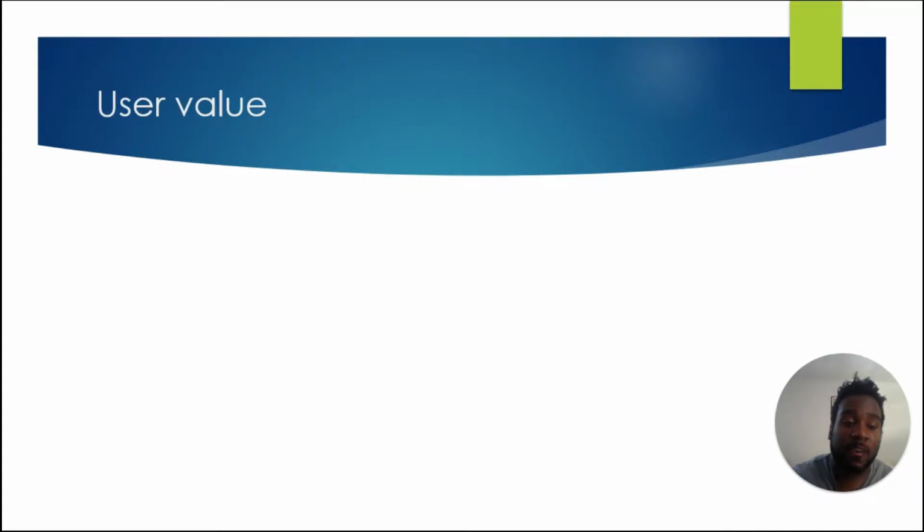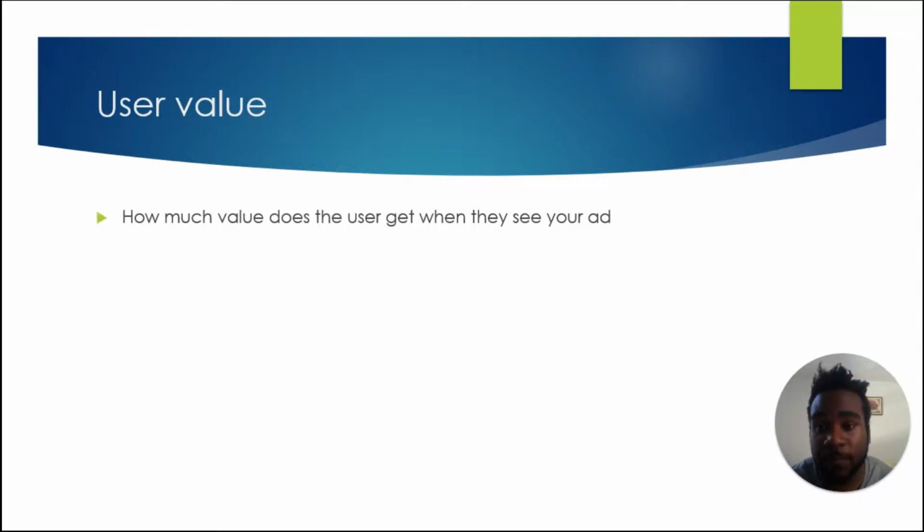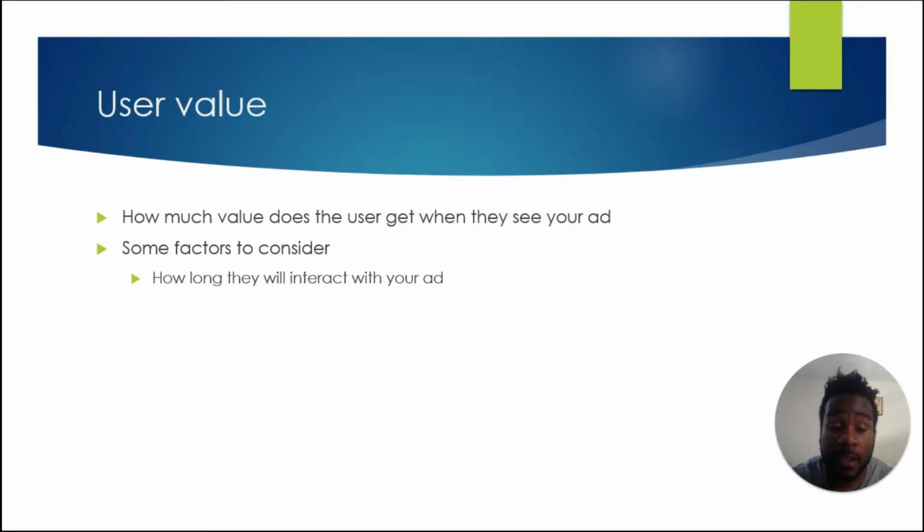And the last factor of the Facebook algorithm and how to beat it is the user value. So how much value does the user get when they see your ad? Here are some of the factors to consider: how long they actually interact with your ad. Let's say people are just scrolling on Facebook and they see your ad and it makes them stop and they're reading your copy. That sends good signals for Facebook, saying this ad's pretty engaging because this person's spending a longer time on this ad. That's not even clicking on the ad or doing anything. If the person's just literally looking at your ad, that's sending positive signals to Facebook in your way.